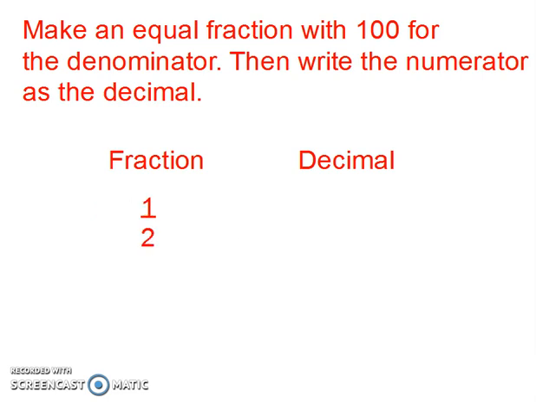1/2. If you remembered, it's half a dollar. If not, I'm trying to get it to 100. 2 times what gets me to 100? 2 times 50, because there's two 50-cent pieces. 50 times 1 equals 50, so 50 over 100 equals 0.50.